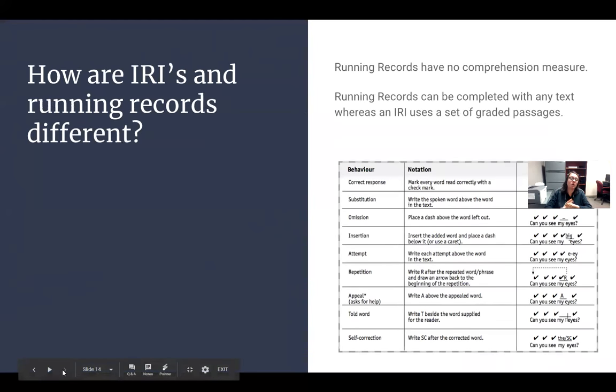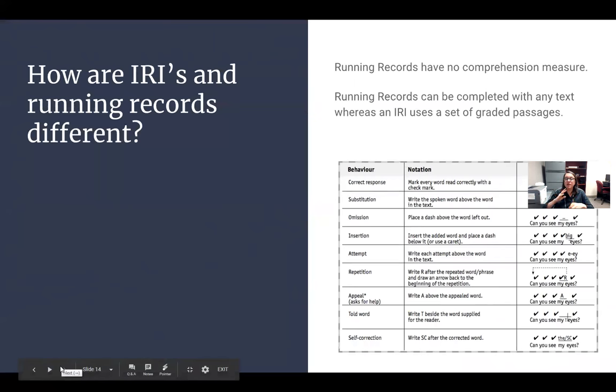So how are IRIs and running records different? Well, running records are not there for comprehension. We're really looking to see what the children know in terms of decoding and understanding and reading. And they can be completed with any text, whereas the IRI is using a set of graded passages, so we know what level the children are on.